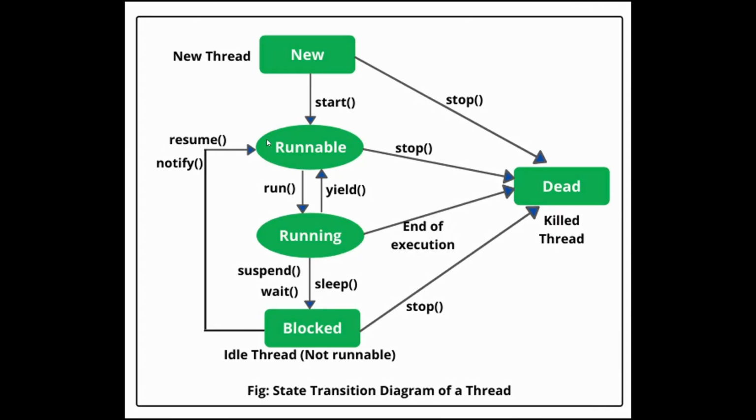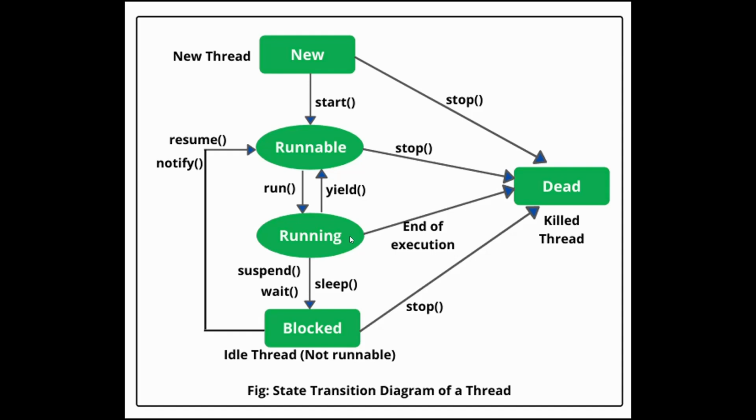As you can see, from the runnable state it goes to the running state. The method to go to the running state is the run method. We will understand all the methods: yield, stop, then suspend, resume, wait, sleep, notify. All the methods we will understand in further videos.